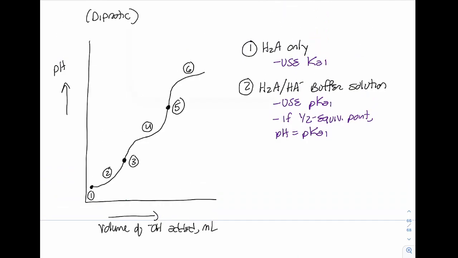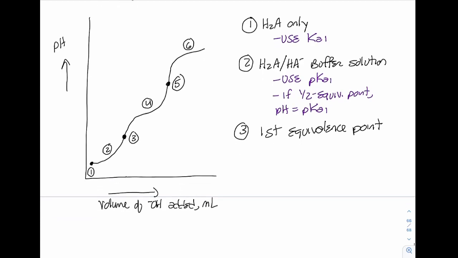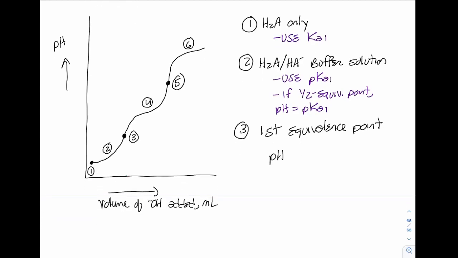So point number 3. Point number 3 here is my first equivalence point. And my pH at our first equivalence point is actually the average of my two pKa's. So my pH is going to be pKa1 plus pKa2 divided by 2. And this is actually called the isoelectric point.